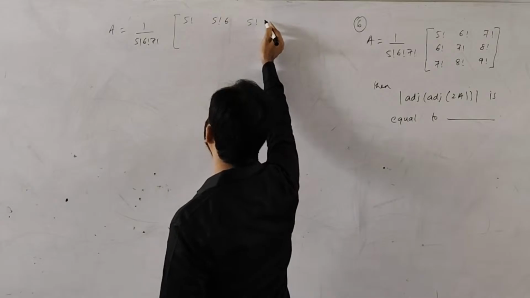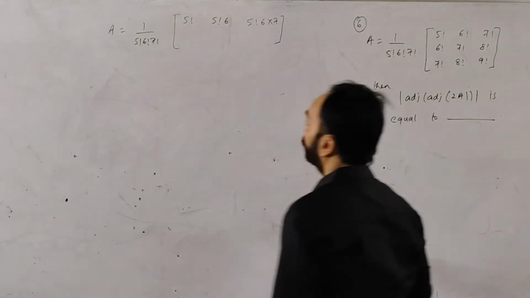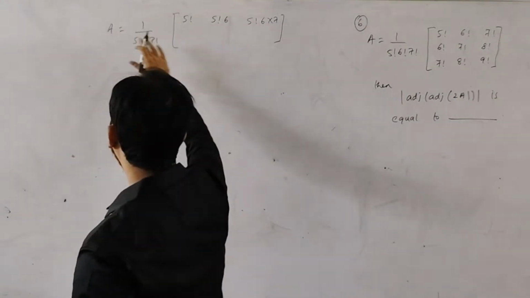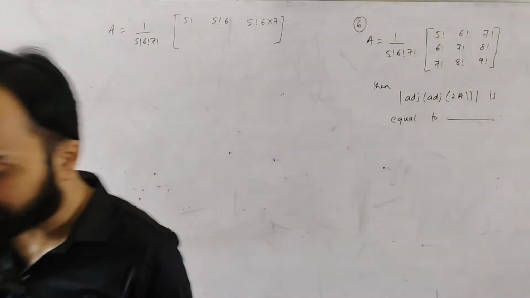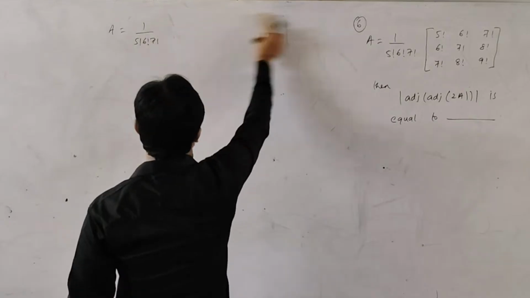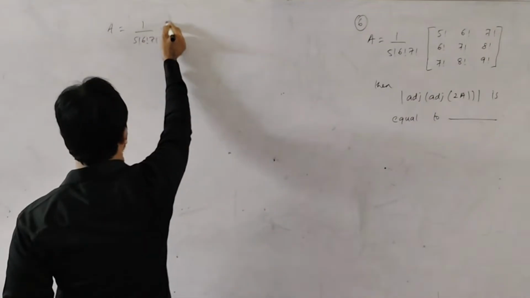5 factorial into 6 into 7. Done? So from here, first row we can take common as 5 factorial, right? So this is the method we will apply. I am not writing it completely. Now I hope you got it. What we can take common from the first row is 5 factorial.